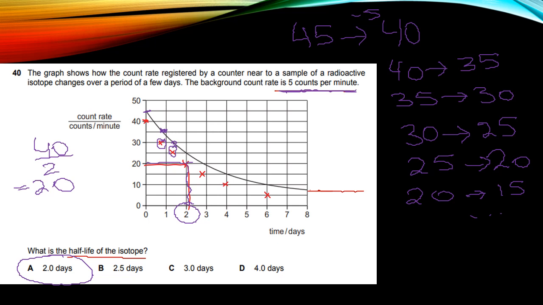Look at where 25 was on the graph. 25 was over here. That's where 20 is going to be. Look at where 20 was on the graph. Now this is where 15 is going to be. Look at where 15 was on the graph. Now that's where 10 is going to be. So that's how we get the actual graph for only the sample, excluding the background radiation rate.